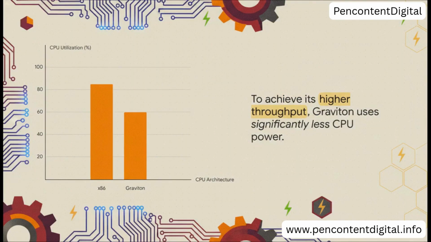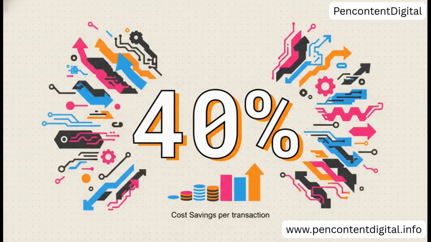But here's the kicker. How did it achieve that? This next chart tells the whole story. It reveals that Graviton used a lot less CPU power to do it. So it's not just working harder, it's working smarter. This right here is that performance per watt efficiency we were talking about, visualized. And when you combine those two things, getting more work done while using less effort, you get this. A truly staggering number. A potential for up to 40% cost savings per transaction. This is the kind of real-world business impact that changes the game.